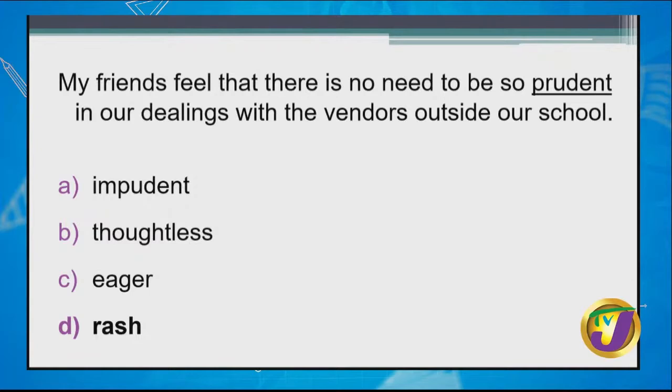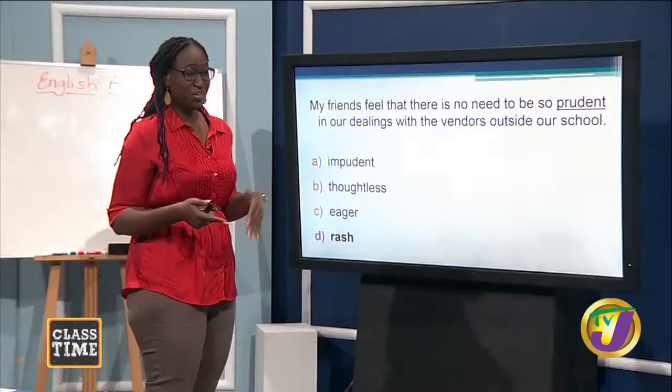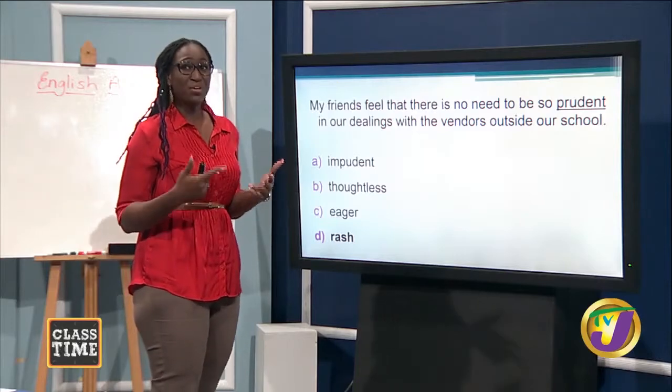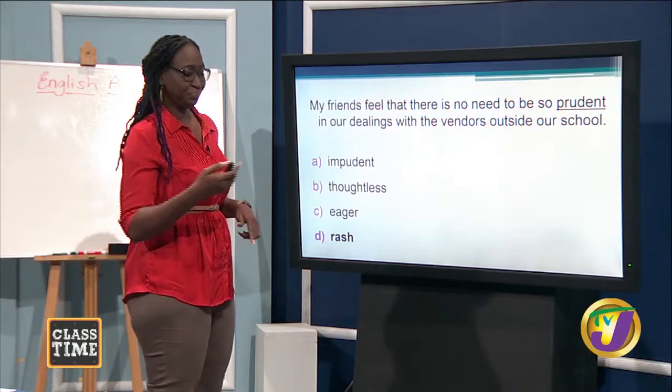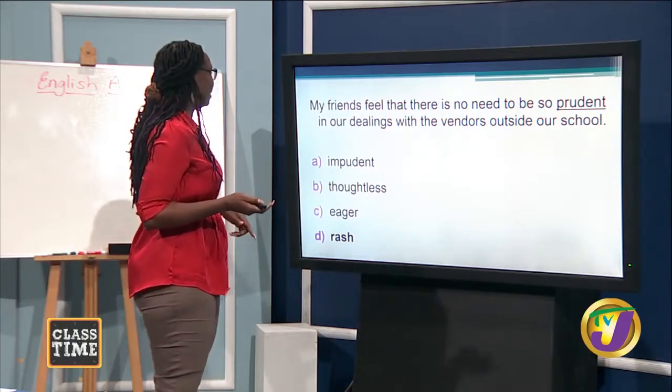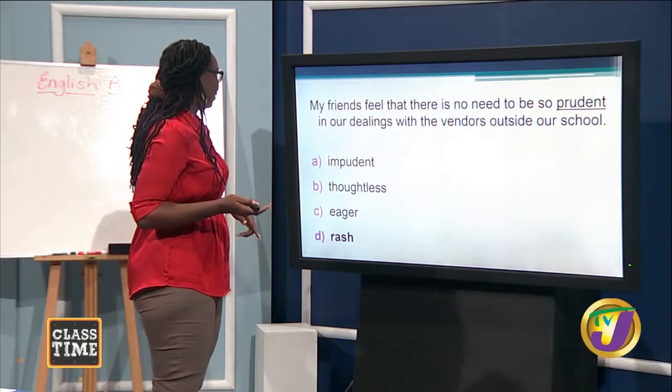But thoughtless is more like you just didn't think about it very long, whereas rash means you made a decision hastily. You made a decision that even though you know one way or the other, you still went with the wrong one. So when you're thoughtless, you just didn't think. But when you're rash, you thought about it, but you still chose the bad one. All right, so let's look at the next sentence.